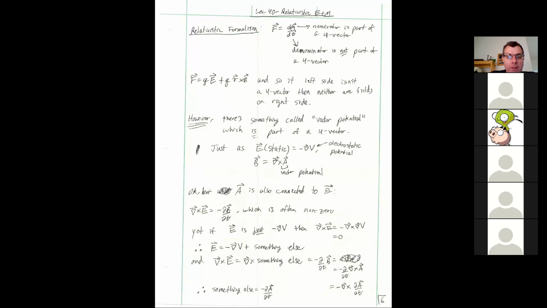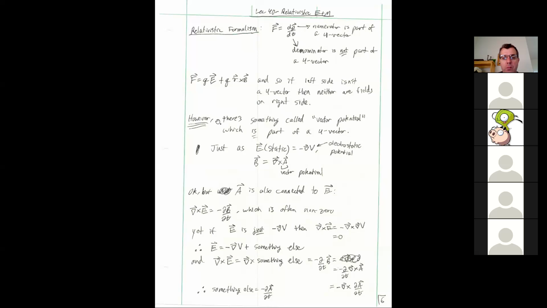So what we've got is a 4 vector, or a part of a 4 vector, over something that isn't invariant. So we wouldn't expect E and B to be invariant between frames. We wouldn't even expect them to transform via Lorentz transformations. So this E and B, however they transform, is going to be messy. It's not going to be as elegant as Lorentz transformations. But there is something that transforms as elegantly as Lorentz transformations.